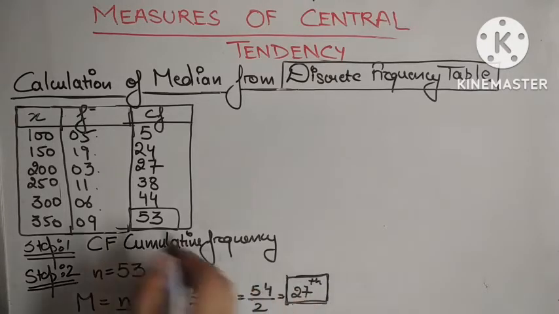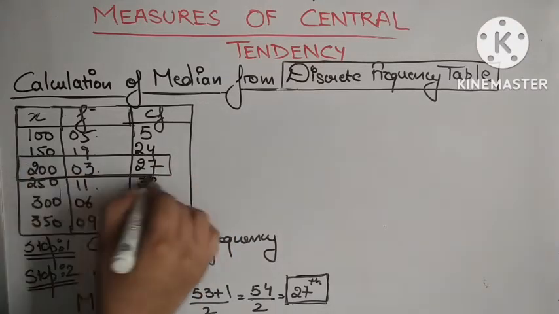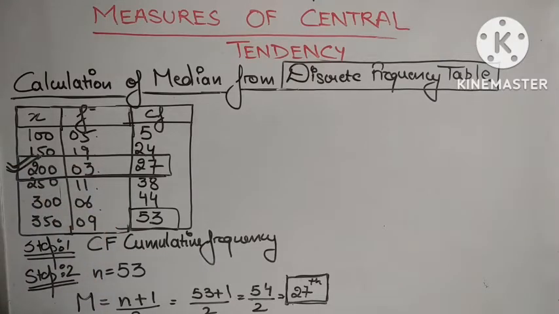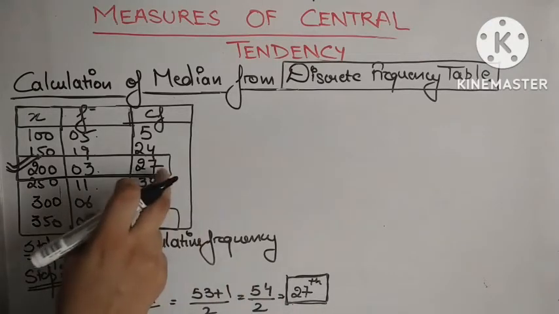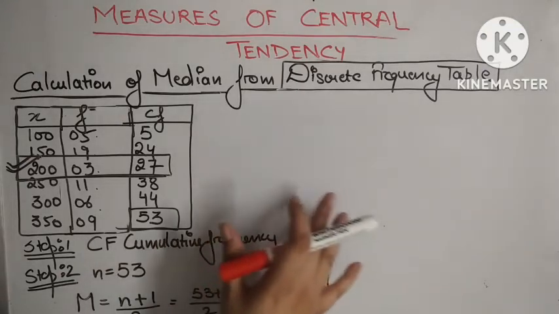So in front of 27 here, you can see we have 200. So 200 will be your median. In front of the 27th cumulative frequency, whatever number is there, that number will be your median for that particular set of values. Okay, so this way you will calculate the median of a discrete frequency table.